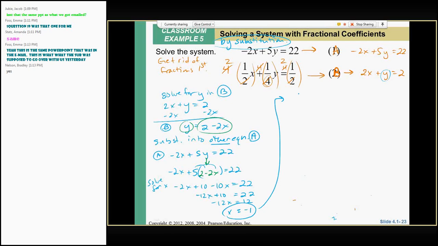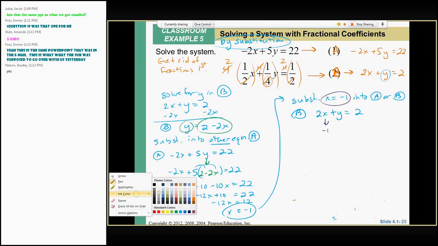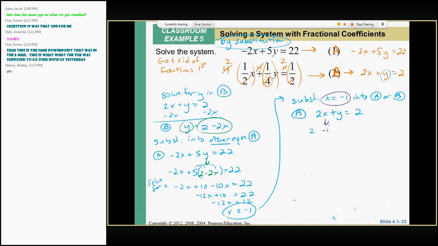Once you have x or y equal to a number, you're going to substitute that into, now it doesn't matter, either equation A or equation B. I think B looks easier. There's not as many negatives, and y is almost by itself. So instead of x, I'm going to substitute in negative 1. So I have 2 times negative 1 plus y is equal to 2. Or negative 2 plus y is equal to 2, or y is equal to 4. But remember, our solution has to be in the form of x comma y.